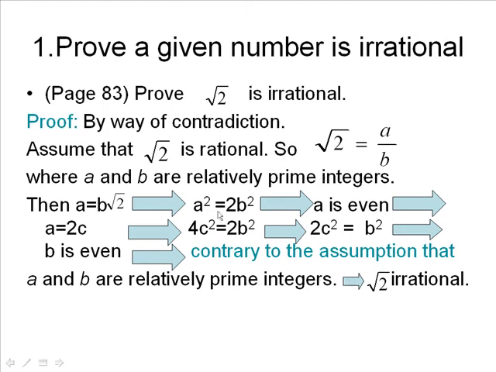So this contradiction means our assumption is false. That means square root of 2 cannot be written as a fraction a over b. So it's impossible. That means square root of 2 is irrational.